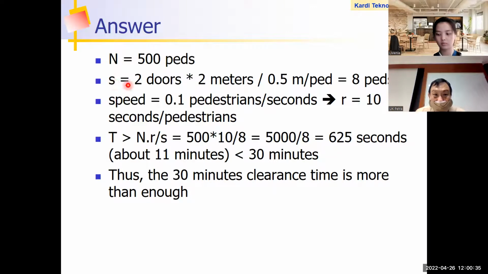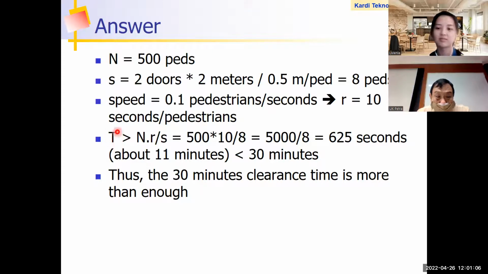You have 2 doors, 2 meters width. So you divide by 0.5 meter per pedestrian. That means 8 pedestrians per door, per S. The total S is 8. The speed is 0.1 pedestrian per second, so R is 10 seconds per pedestrian. Remember, this is just the other way around. So easy, right? You can check this just based on the unit.